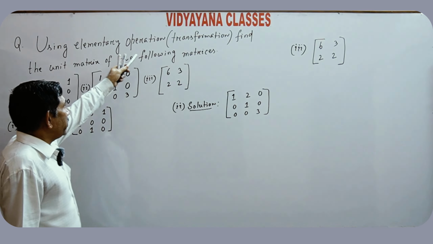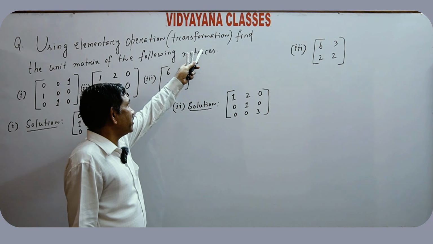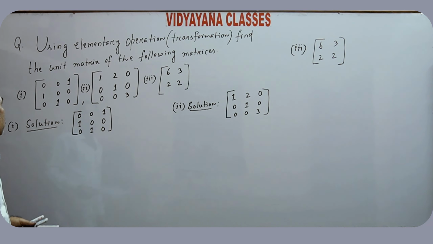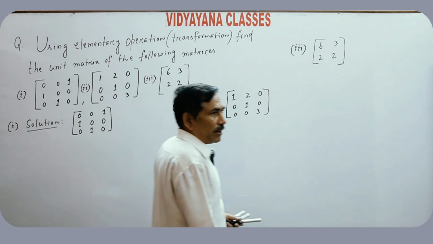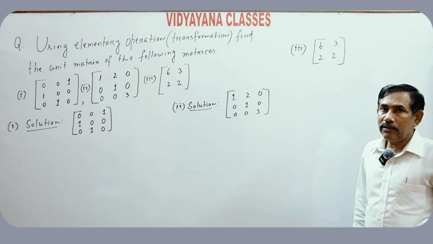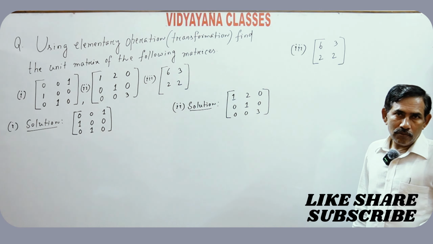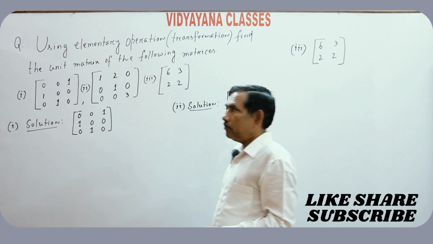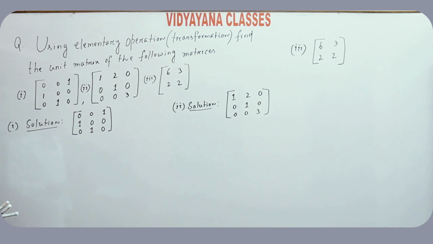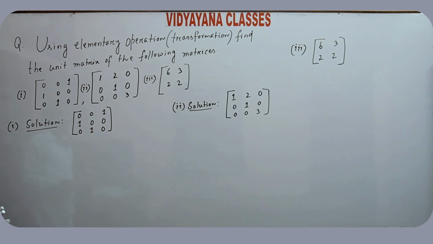Using elementary operation or transformation, find the unit matrix of the following matrices. There are 6 rules in elementary operation or transformation. There exist 3 row operations and 3 column operations. We will find the unit matrix using row operation or column operation. Suppose the first bit is solved by the column operation.